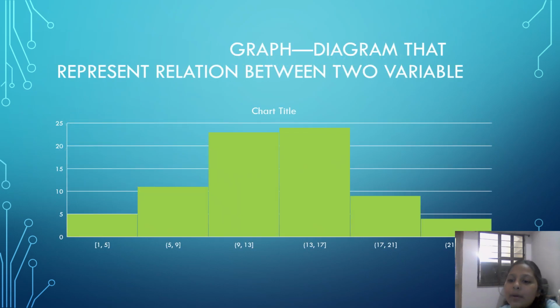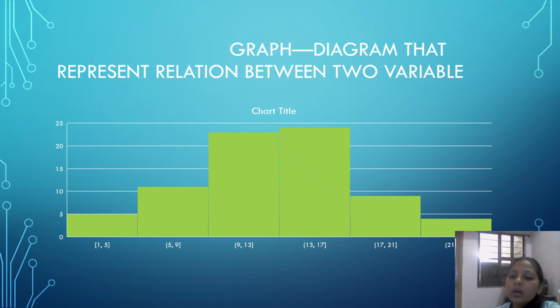Then what is a graph? A graph is a diagram that represents the relation between two variables, right? This is a graph. If you will see, it will show two variables, one on the x-axis, one on the y-axis, and then it will show the relation between them. These bars are going to show the relation between them.